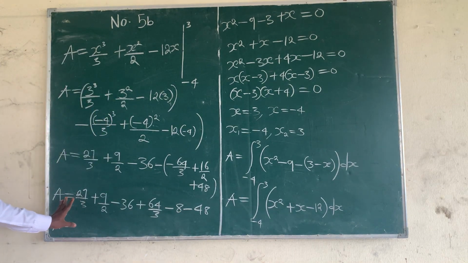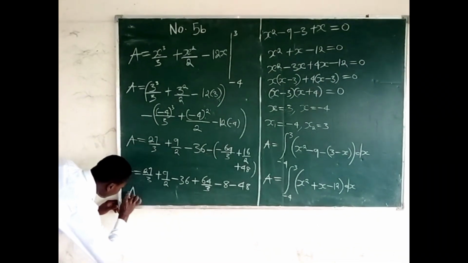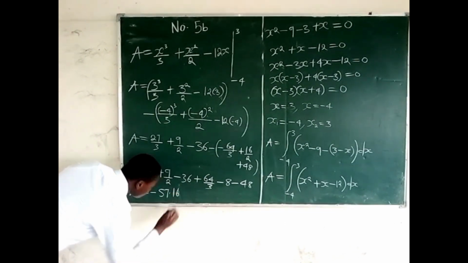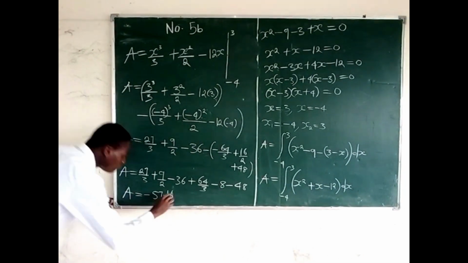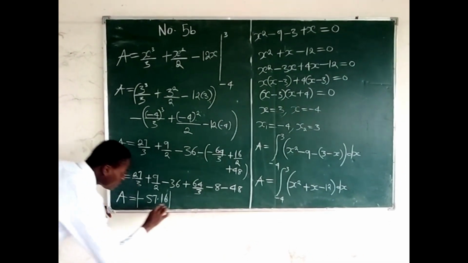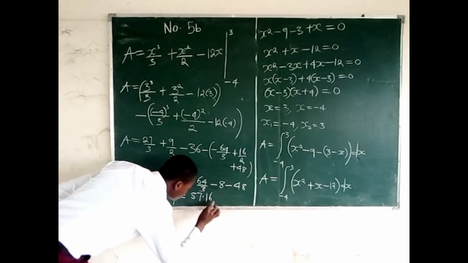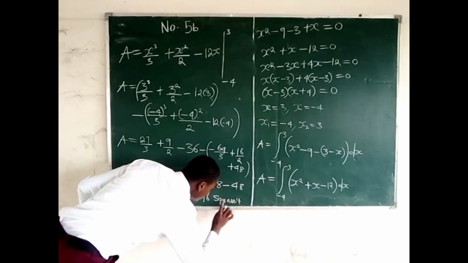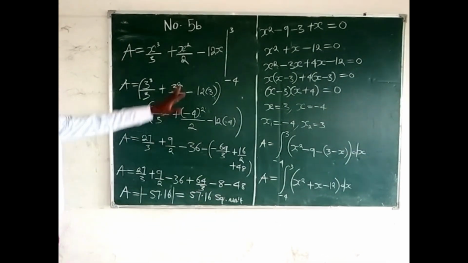So I'm going to use my calculator to simplify this. Using the calculator to evaluate this, we have the area to be equal to minus 57.16. But take note, the area cannot be negative. So we take the absolute value of this answer. We take the absolute value, so we have 57.16 square units. So that is the answer to that given question number 5.